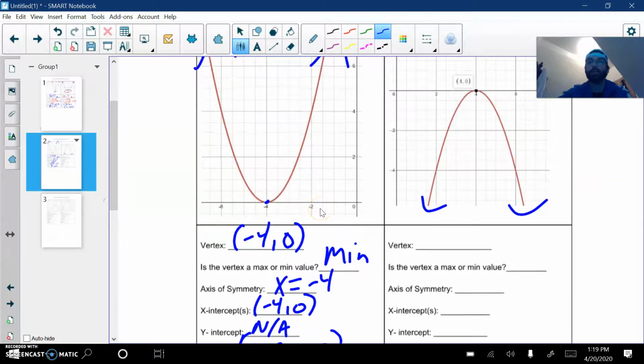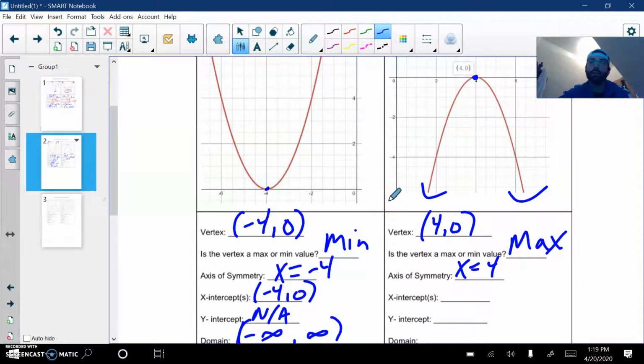So let's look at the next one. My vertex here is there. All right, it's (4, 0). It's my highest possible point, which makes this a maximum. Okay. My axis of symmetry is x equals 4. Remember, our axis of symmetry comes from here, the x value of our vertex.